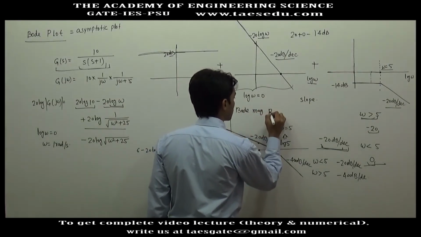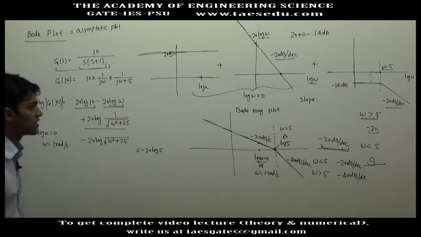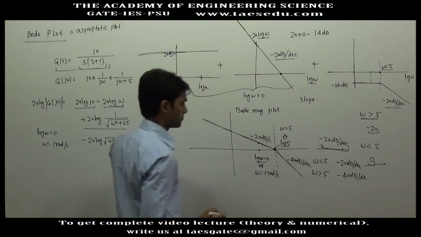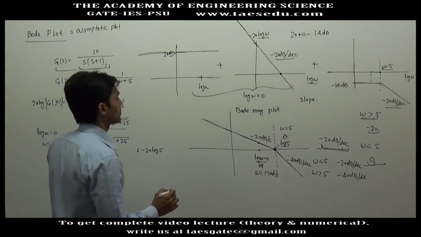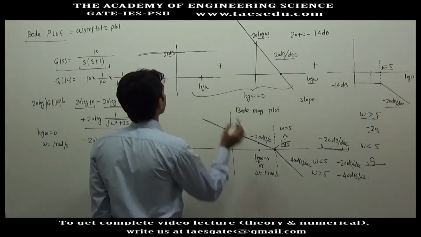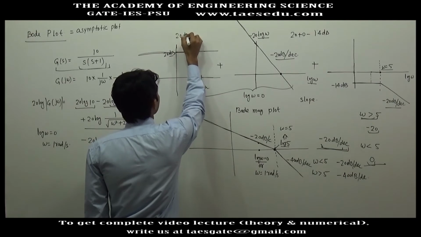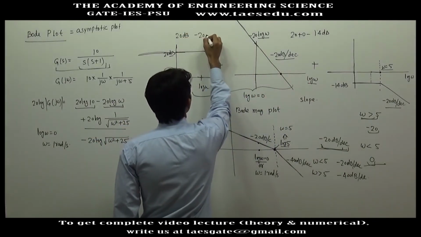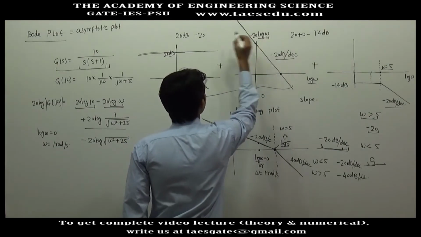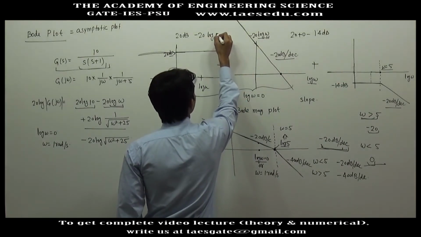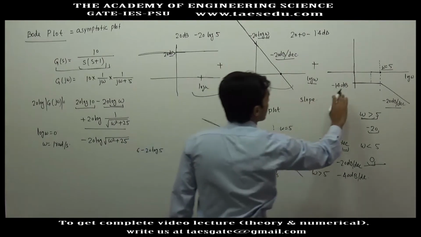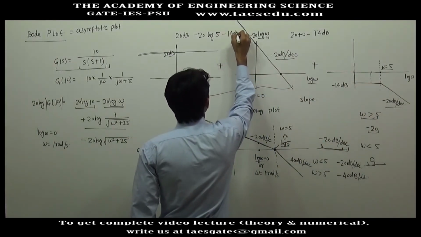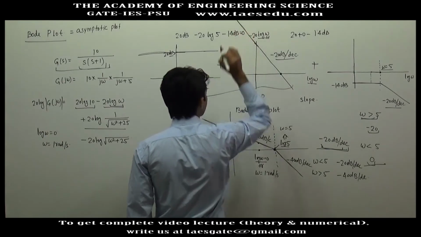Bode magnitude plot. If you calculate for log omega equal to 5, you will get 0. For log 5, this always gives 20 dB. This will give you minus 20. Put omega equal to 5, you will get minus 20 log 5, and this gives minus 14 dB. So this can be calculated as 0.